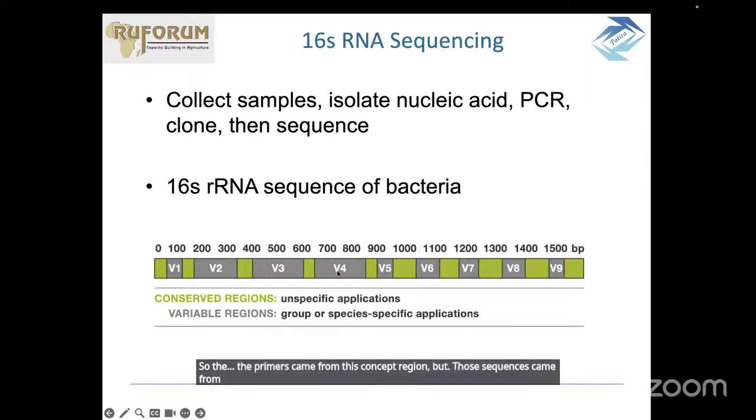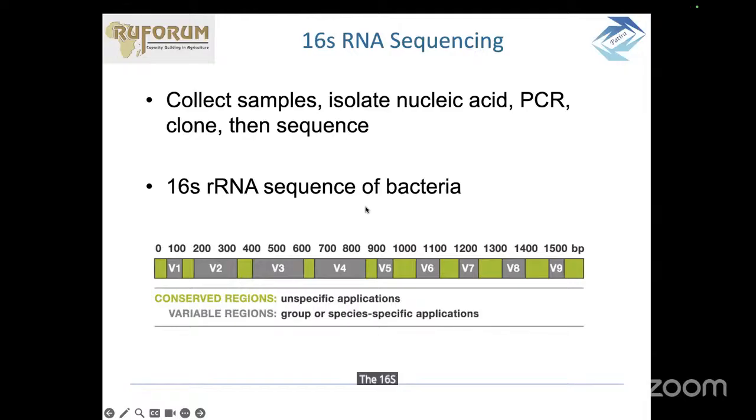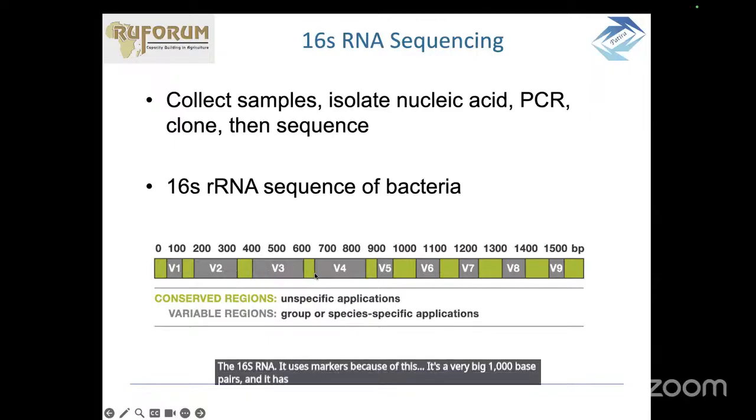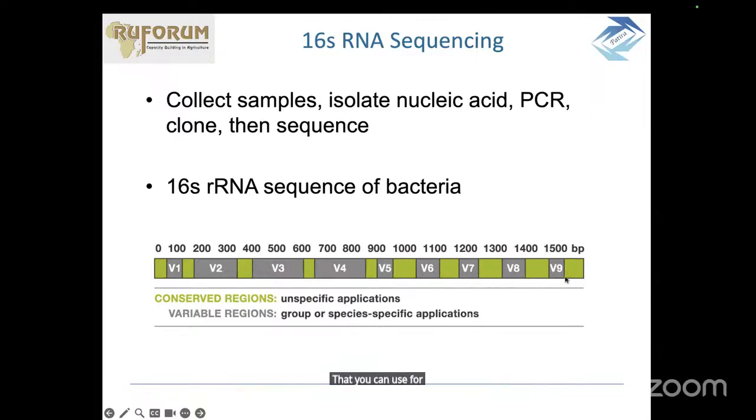So 16S rRNA is used as a marker because of this. It's very big, 1,500 base pairs, and has these variable regions that you can use for your metagenomic studies. So the data set that we're going to use came from V4. Okay.